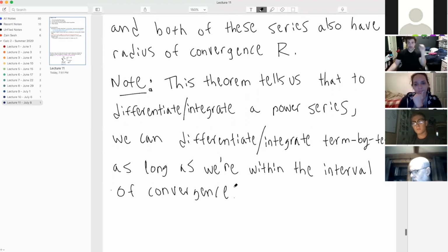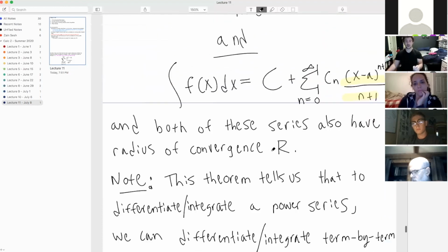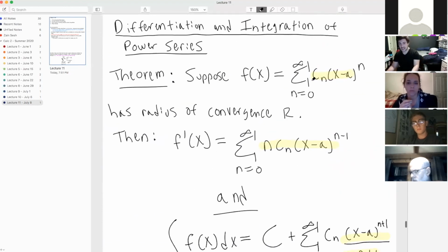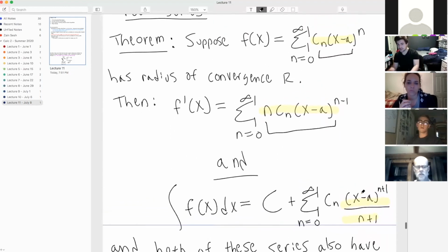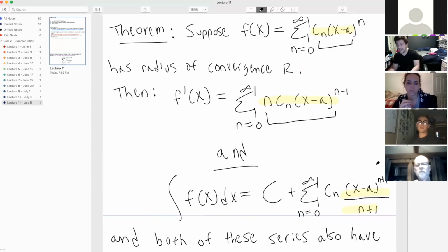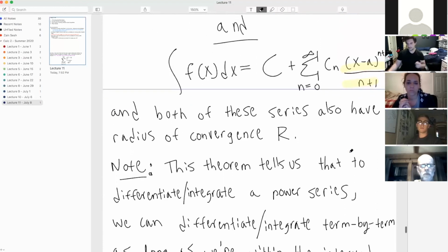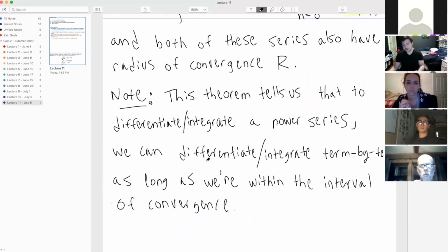Okay, so when I say differentiate, integrate term by term, look, I'm literally just differentiating each term of the power series. I'm using the power rule on it. Isn't this just the power rule? I'm bringing the exponent down as a coefficient, and I'm subtracting 1. Similarly, I'm integrating term by term, hitting each term with the power rule of integration, which is to add 1 to the power and divide by the new power. So that's really what this theorem is telling us. And surprisingly, it's hard to prove. So that's that.